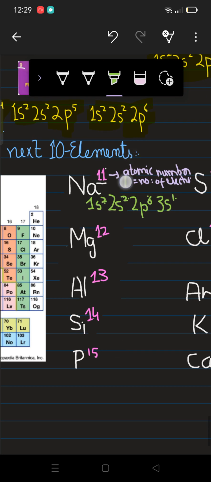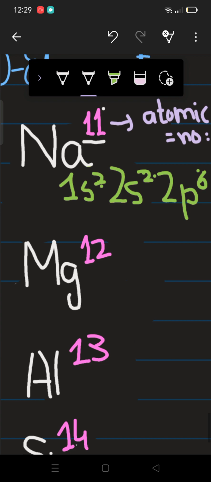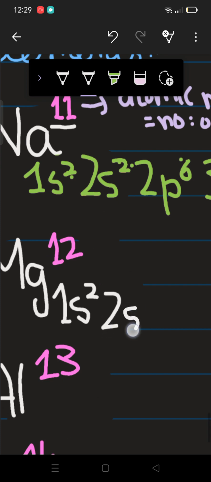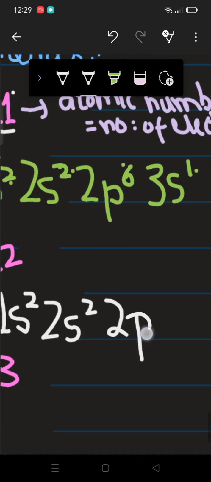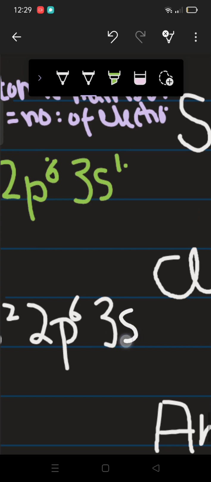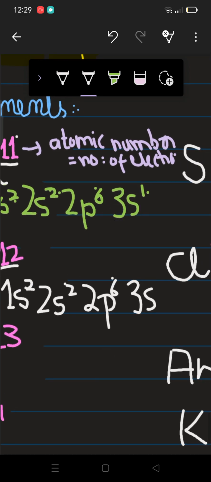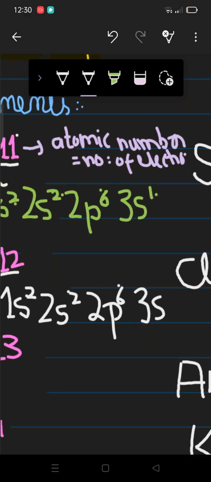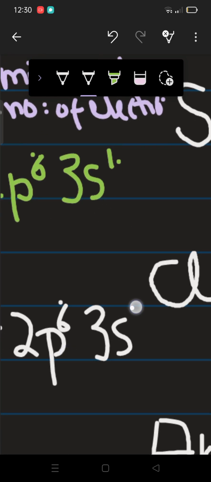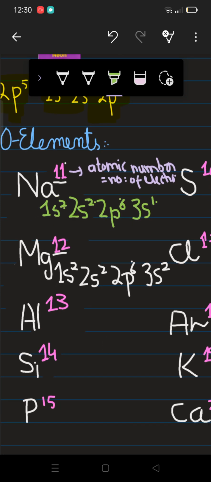Alright, now magnesium. Initially we know that electrons would be going in 1s2, then 2s2, then 2p6, then 3s. Alright, we'll see how many electrons will be there. So we know that it has 12 electrons. So 2 plus 2 is 4, 4 plus 6 is 10. Now 12 electrons are there, and we have only occupied 10 electrons. Means 2 electrons are left, and this would be occupied by this. Alright, so 1s2, 2s2, 2p6, 3s2 is the electronic configuration of magnesium.